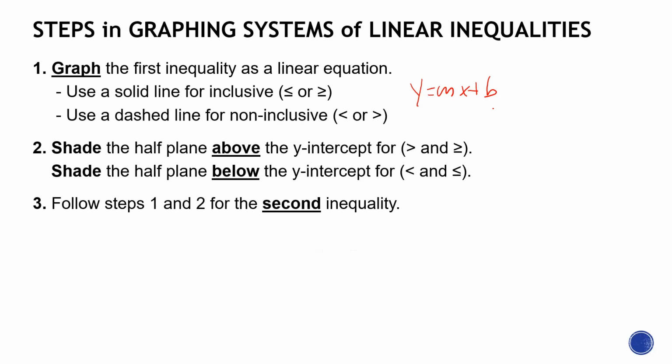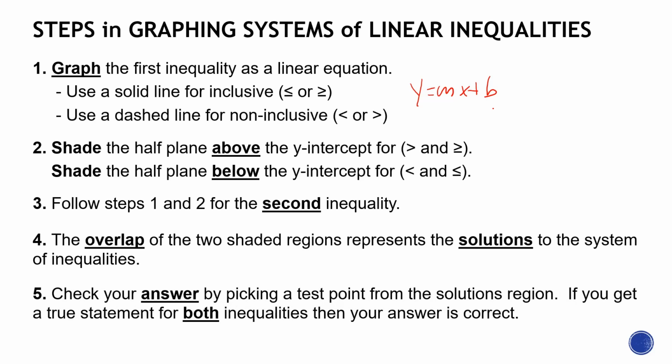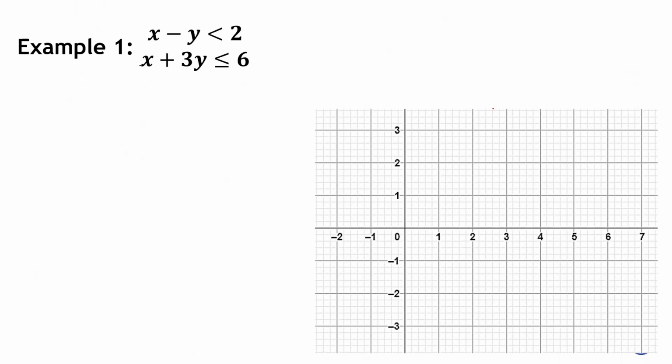Follow steps number 1 and 2 for the second inequality. The overlap of the two shaded regions represents the solutions to the system of inequalities. And the last step is check your answers by picking a test point from the solutions region. That's the overlapping region. So if you get a true statement for both inequalities, then your answer is correct. Okay, so let's begin with this example. I have three examples here, so hopefully you will learn how to graph systems of linear inequalities.